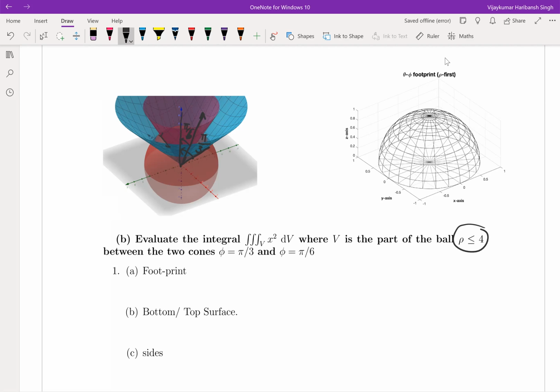So now we need to decide which one to go first. In this case, we can choose any one. So here, rho, we can choose rho goes from 0 to 4. So the footprint, we're going rho first, so rho goes from 0 to 4. The footprint is going to be in region D. Now, how does our region D look like? Region D will be in the phi theta plane. So this is your bottom for rho, and top is 4 for rho.